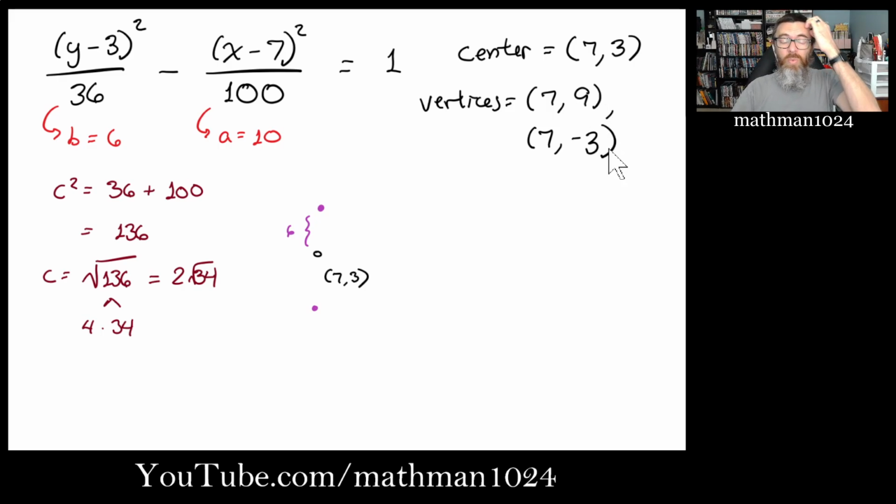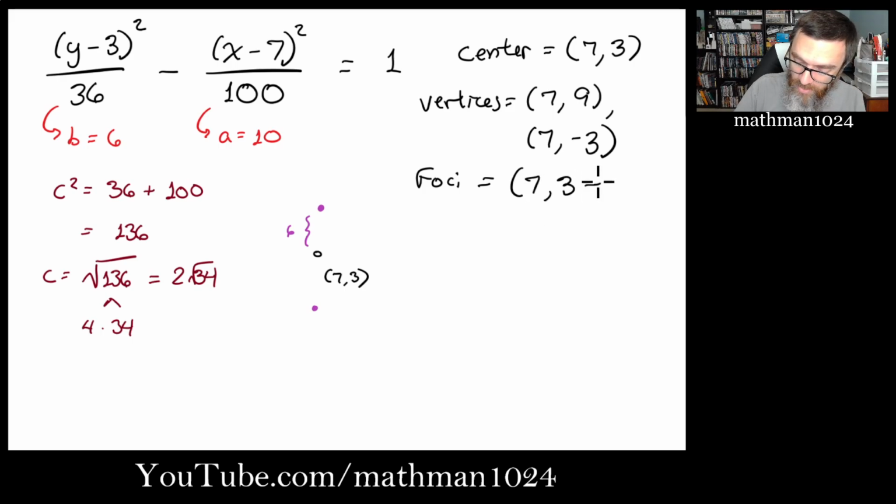Yeah, sometimes I get going way too fast. I get into a certain groove, and when things change, I totally miss what's going on. So you're changing the y direction by 6. So +6 and -6 from that 3. Your foci will be plus or minus this for the y direction. So x is still 7, and then a 3 plus or minus 2 square roots of 34.